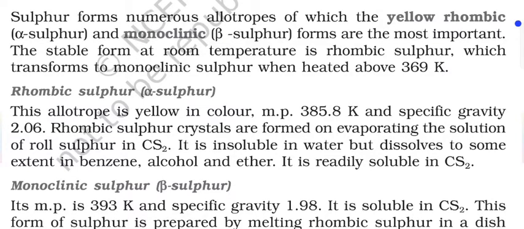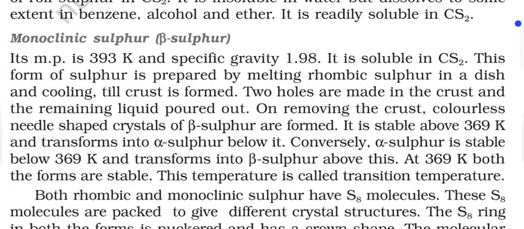This allotrope is yellow in color, melting point 385.8 and specific gravity 2.06. Rhombic sulfur crystals are formed on evaporating the solution of roll sulfur in CS2. It is insoluble in water but dissolves to some extent in benzene, alcohol and ether. It is readily soluble in CS2.